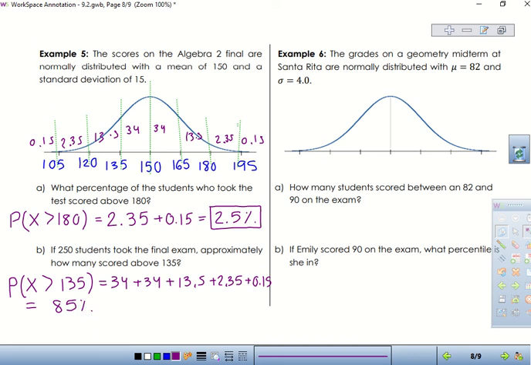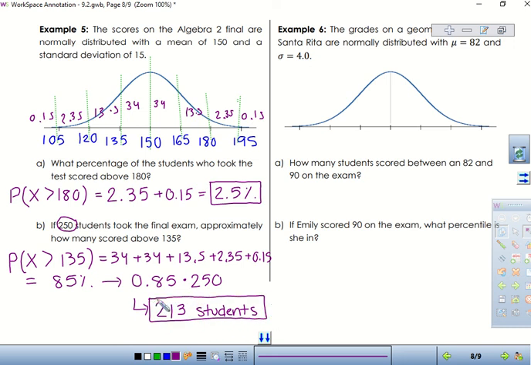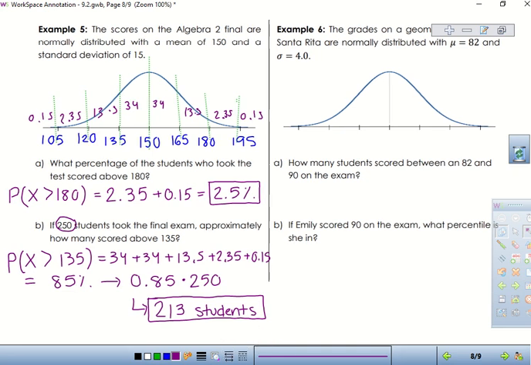So what would I need to do from here? Good, I need to convert this to a decimal to be able to apply the percentage. Percentages need to be converted to decimals before we apply them, and then we can multiply it by the number of students, which is 250. We end up with about 213 students. And remember, this is an approximate value. Does anybody have any questions about this one? Is everybody good to try example 6?